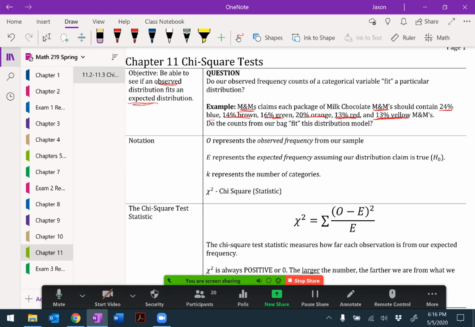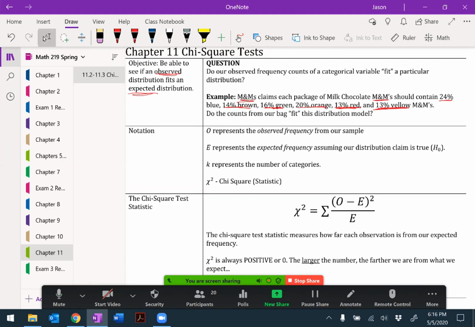Do the counts from our bag fit the distribution model? Okay, so this is what they're claiming. They're claiming that this is the proportion of colors in the M&M's bag, and we want to get a sample of that and say, is this a sample?